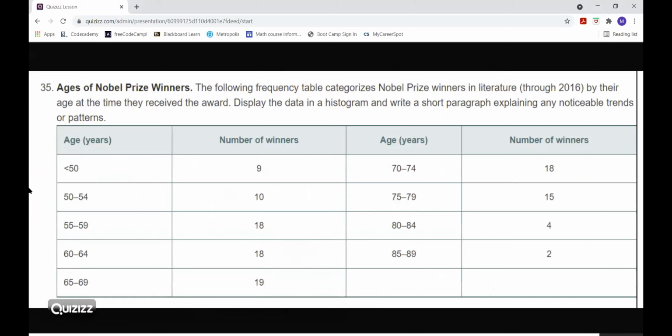Age of Nobel Prize winners. They drop off after you get to 89. Look at that. I guess maybe they're just not included on this, but it doesn't look like anybody older than 89 got a Nobel Prize.